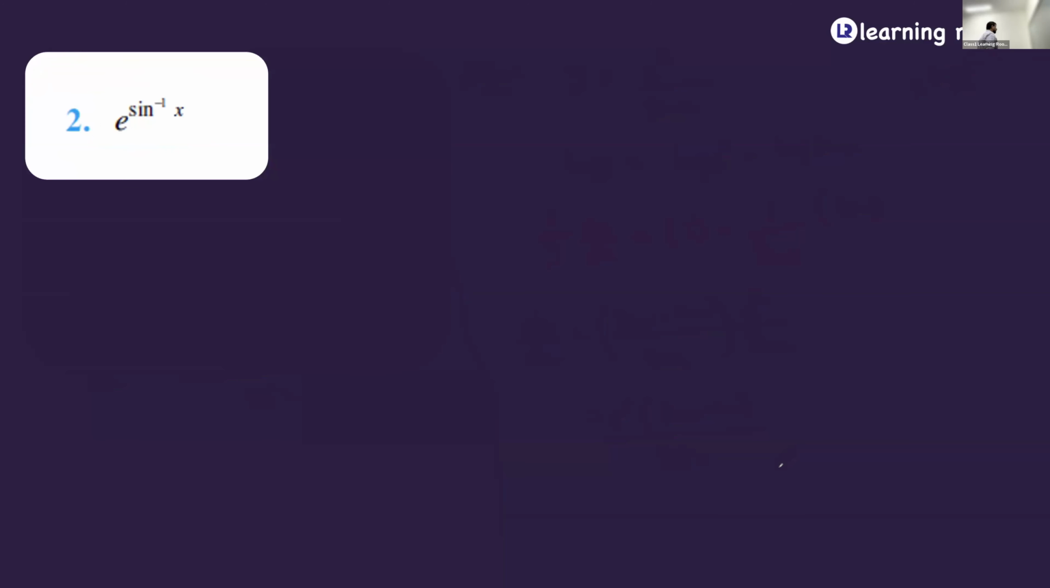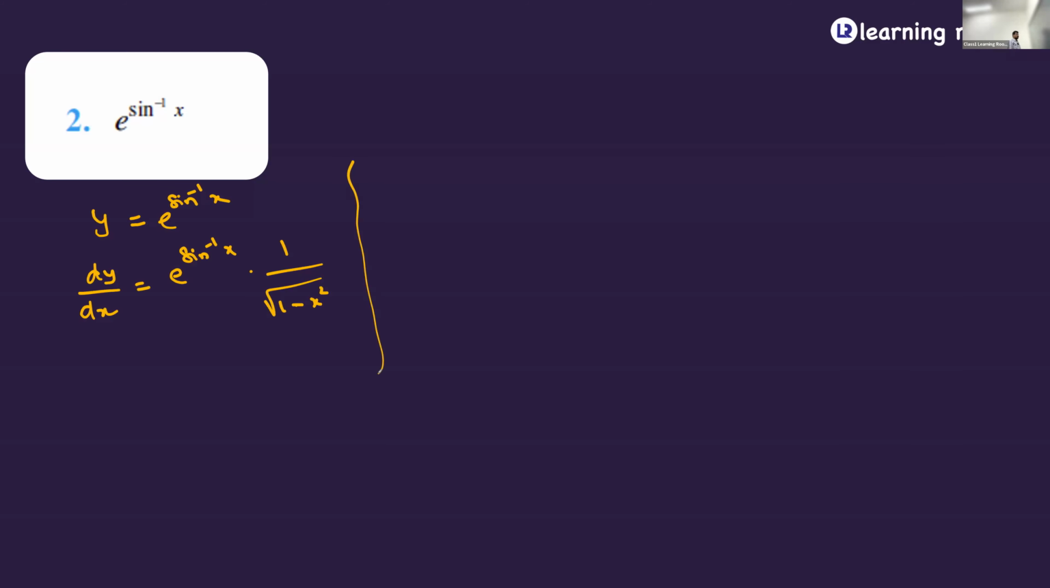Okay. So the next one is e power sin inverse x. So obviously it is a composite function. How did I say it's a composite function? Because the power is not x, rather it is an inverse trigonometric function. So y is going to be e power sin inverse x. So what is dy by dx? e power sin inverse x into derivative of sin inverse x, which is 1 divided by root of 1 minus x square. So this is the answer: e power sin inverse x divided by root of 1 minus x square.